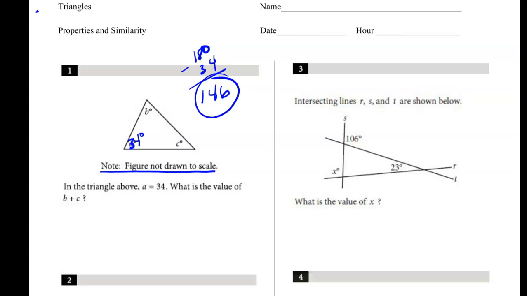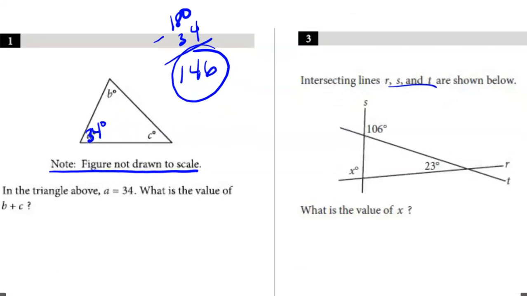All right, looking over here at number 3, lines RS and T intersect below. What is the value of X? So X represents this angle outside here, so we're trying to find that outside angle. I'm going to use some features here to jump in. Let me zoom in on this a little bit too.